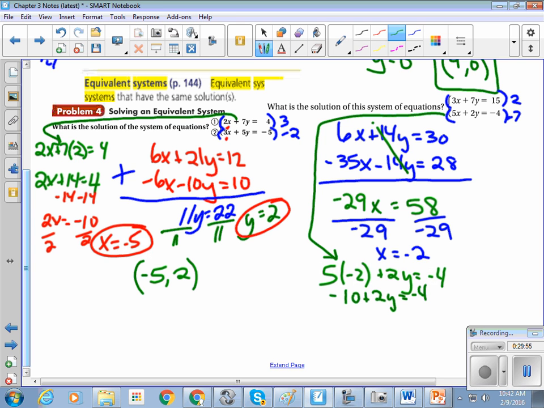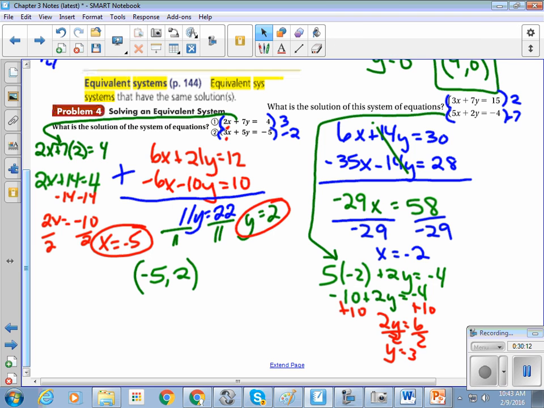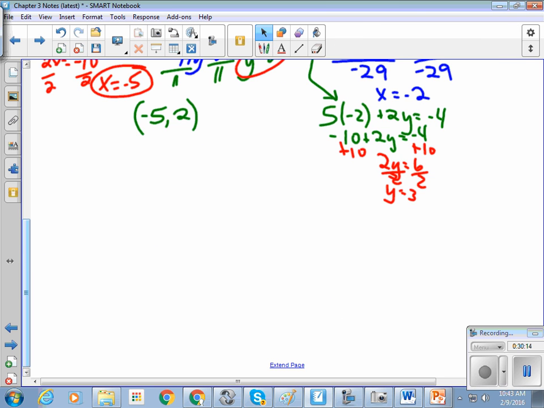Add 10 to both sides. If you guys want to solve equations, we're doing a lot of it. 2y is equal to 6, divide by 2, and the end of the story is y equals 3. Let's put it together so we look like we know what we're doing. The answer is negative 2, 3.